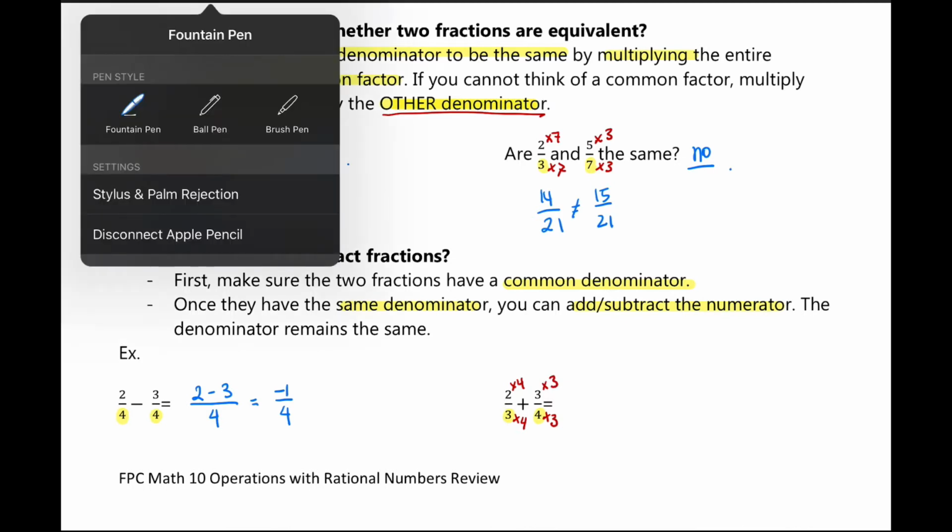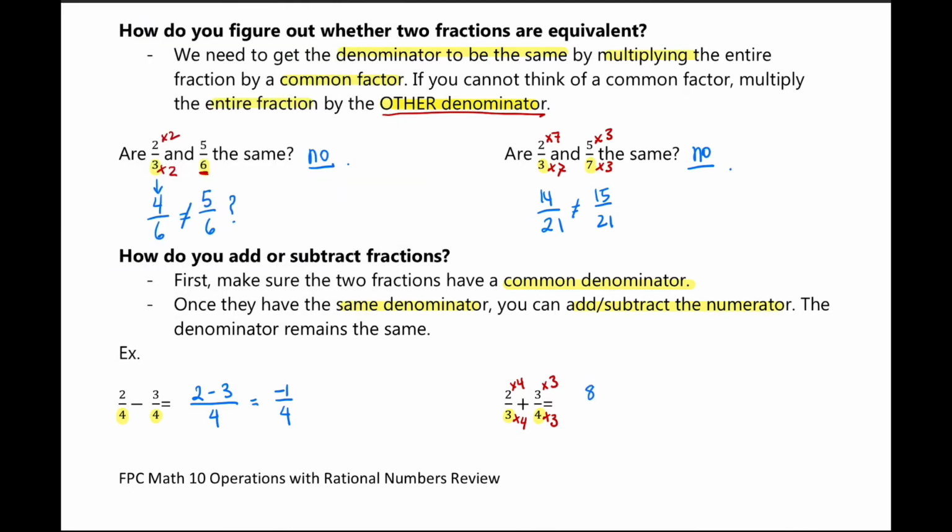And so let's rewrite this. This equals 8 over 12 plus 9 over 12. Now, because we have a common denominator, we can just add the numerators together. So 8 plus 9 all over 12, which equals 17 over 12. If you like mixed numbers, you can simplify this further. So 1 and 5 over 12. But honestly, this form is perfectly fine.